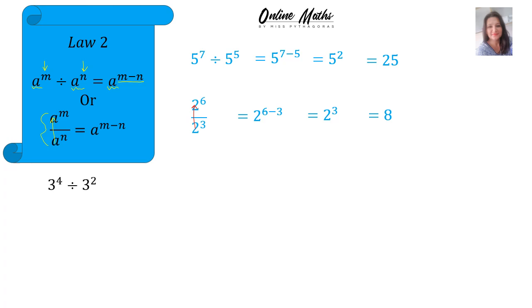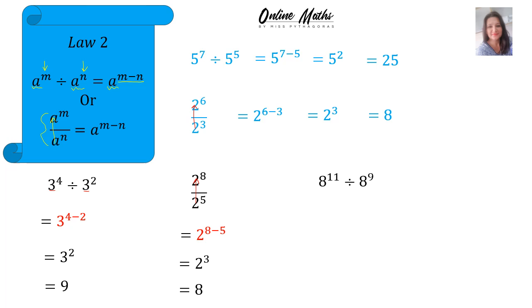3 to the 4 divide by 3 to the 2. So the bases are the same and I divide. I'm going to subtract exponents. It becomes 3 to the 4 minus 2, which is 3 squared, which is 9. 2 to the 8 divide by 2 to the 5. So the 2 will go and stand on top of that one. It's division, we subtract exponents. Therefore, it's 2 to the 8 minus 5, which is 2 to the 3, and 2 to the 3 is 8.